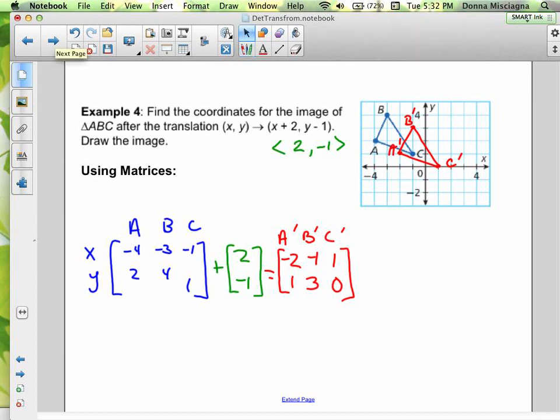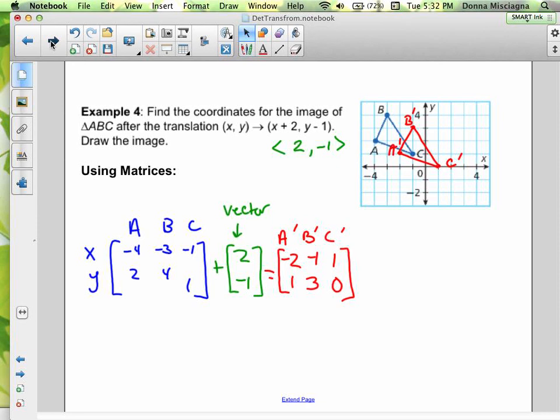So you're just going to take your coordinate notation, and change that to a vector. The first component is your horizontal translation, the second part is your vertical translation, and then you just add that vector to all the coordinates from your pre-image, and that gives you your image. That's all there is to it.